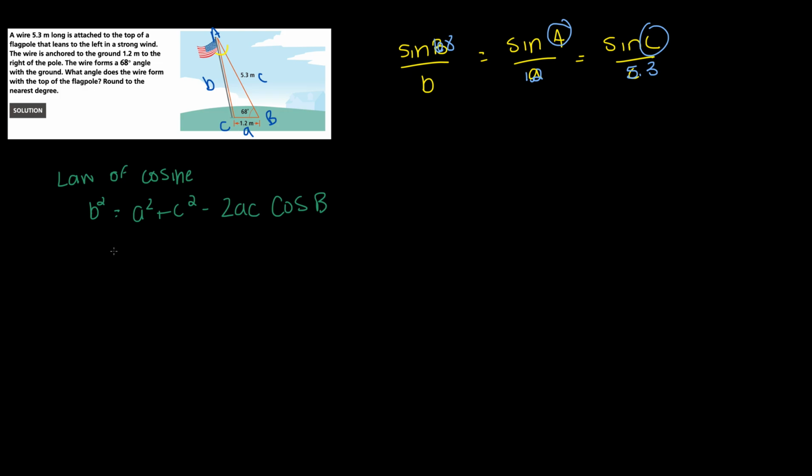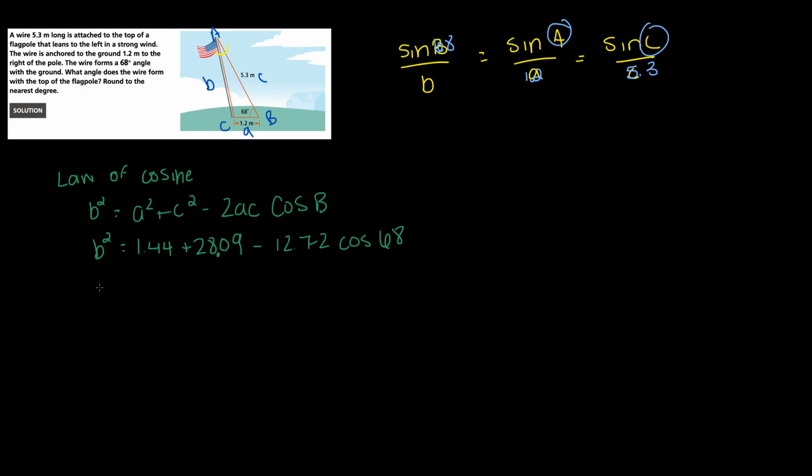All right, so b squared is still going to be b squared. We have no information for that. a squared is going to come out to 1.44. c squared, which is 5.3 squared, is going to be 28.09. And then this is going to be minus 2 times 1.2 times 5.3, which comes out to 12.72, cosine 68.